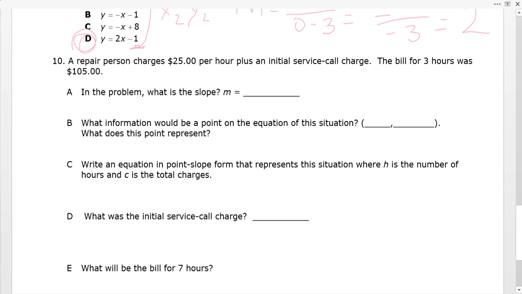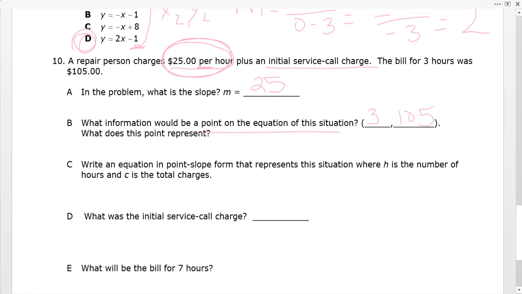Okay, so we have $25 per hour. That's going to be my slope because it has the magic word per in it. And there's an initial service charge, which is just a one-time fee. So the slope is 25. And for a point, 3 hours is $105.